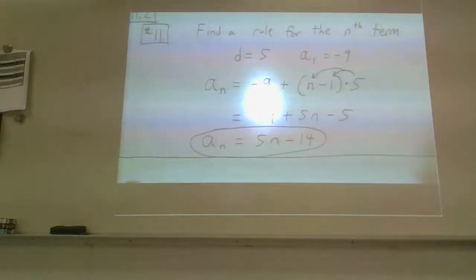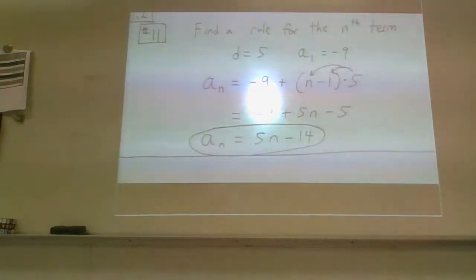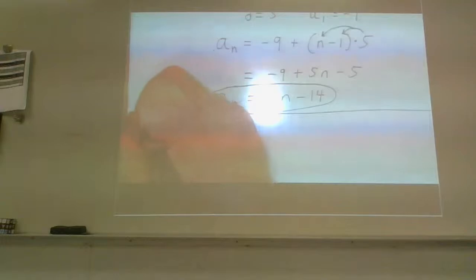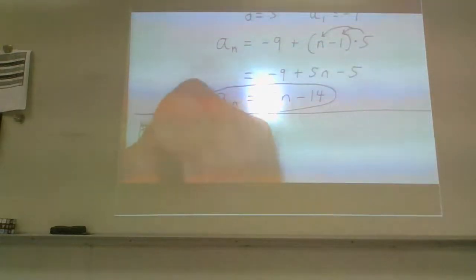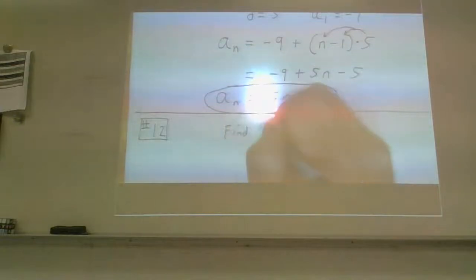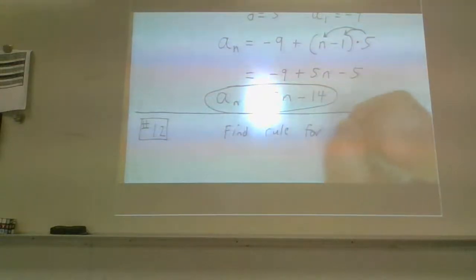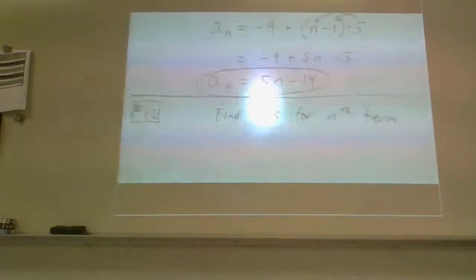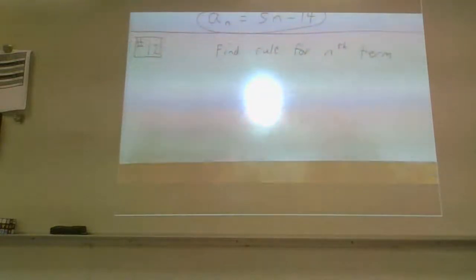Let's try a slightly different one. Let's try number 12. Same exact page. Number 12, same directions. Find a rule for the nth term. Same exact directions. But they give you different information.